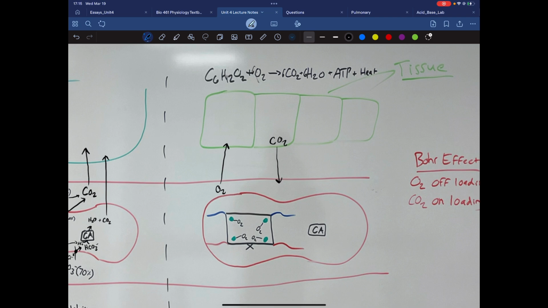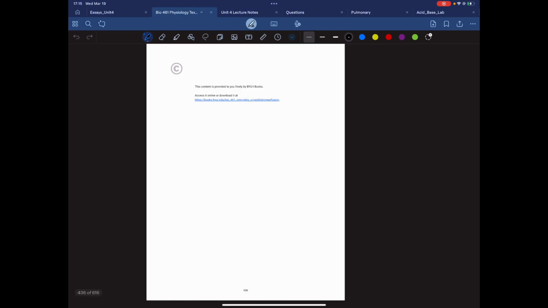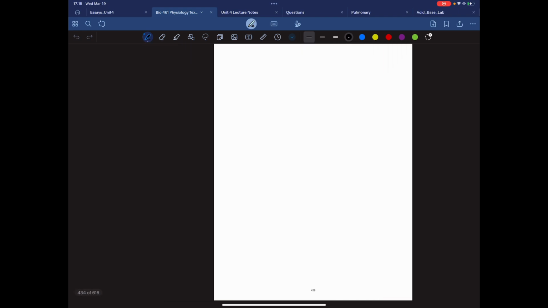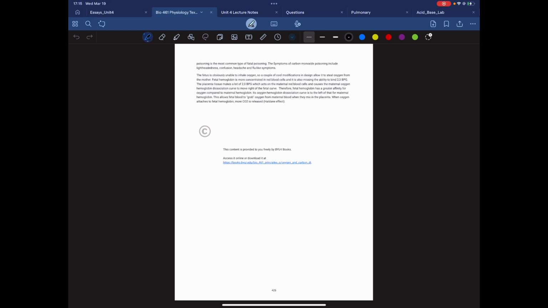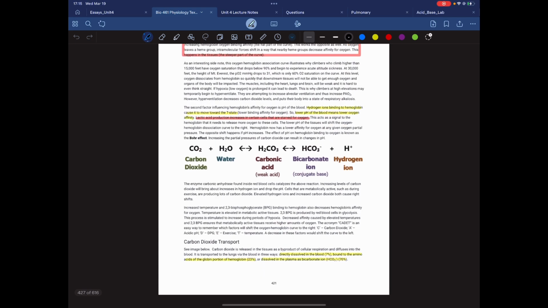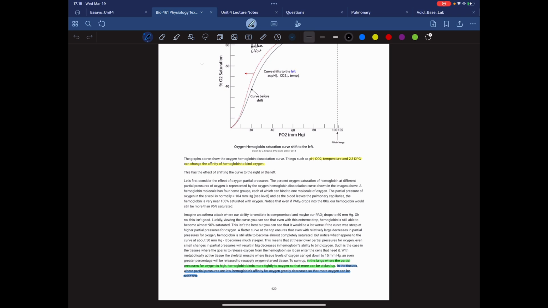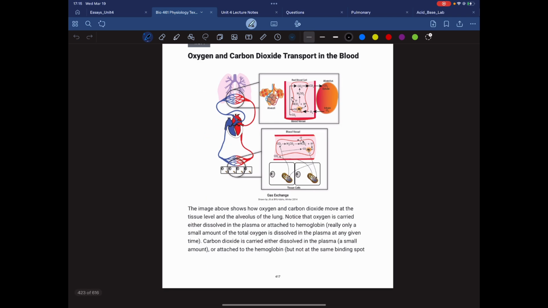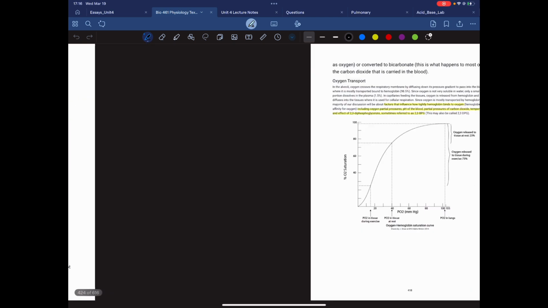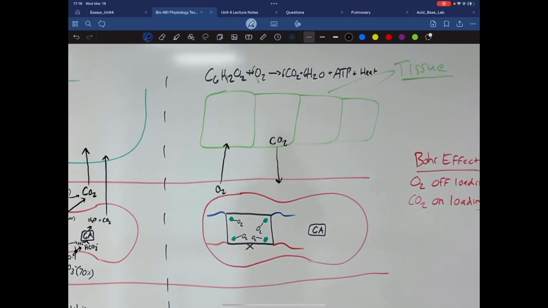So the way this happens, maybe I should just look in the book real quick. I don't know, let's look real quick. Let's see. I want to look at this offloading. Here it kind of is. What I'm looking for is what starts this cascade. It's okay.